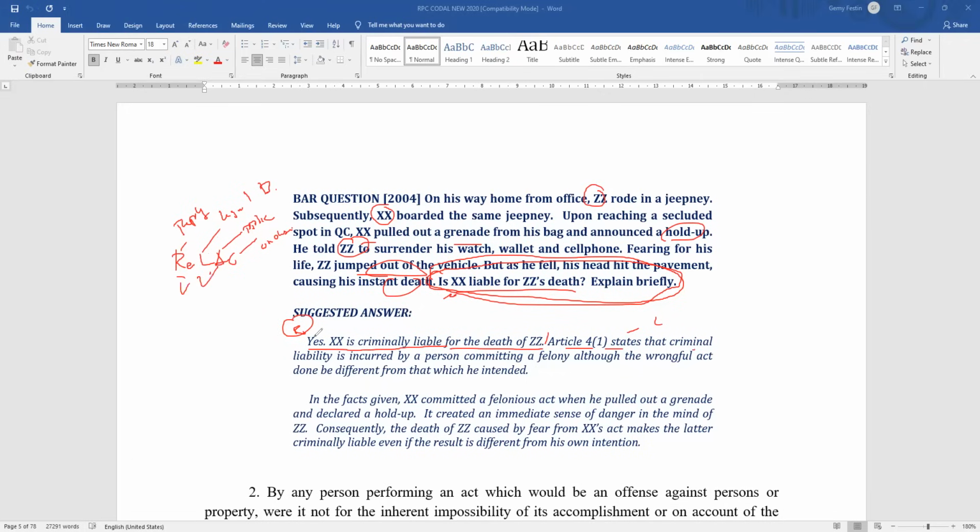Application. In the facts given, so application na tayo. Ito na yan. XX committed a felonious act when he pulled a grenade out and declared the holdup. It created an immediate sense of danger in the mind of CC. That's the application. Lastly, conclusion. Consequently, the death of CC caused by fear from XX's act makes the latter criminally liable even if the result is different from that from his own intention. Tapos, we applied the RELAC.